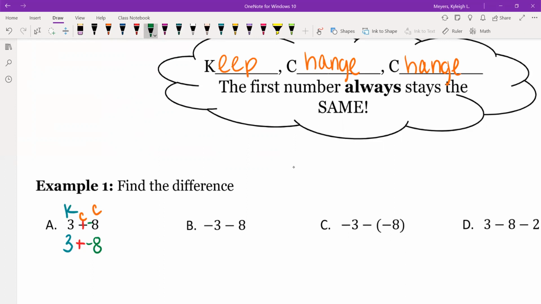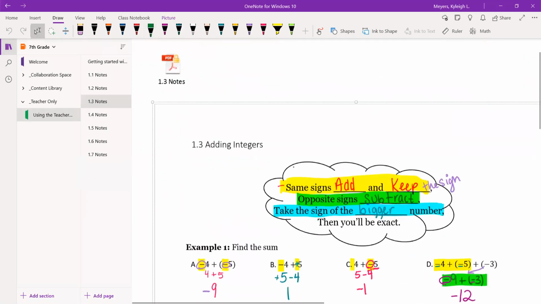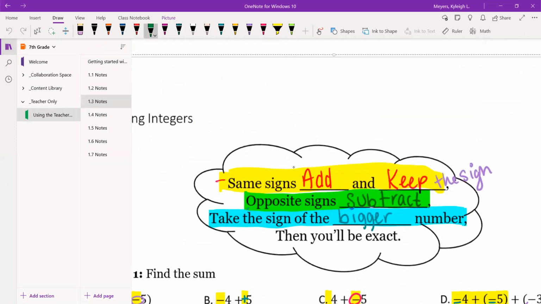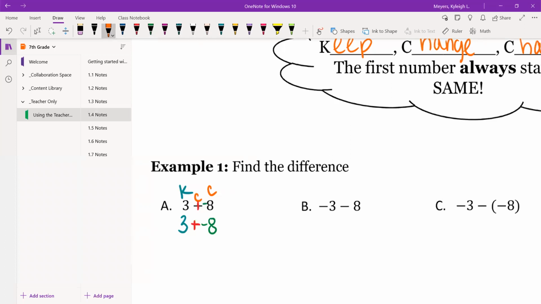So then we go back to our adding rules, right? When they're same signs, add and keep, opposite signs, subtract. So these are opposite signs. We subtract them. What's 8 minus 3? 8 minus 3 is 5. Keep the sign of the bigger number. The bigger number is 8, so this is a -5. Okay, so we don't just lose what we learned in adding. It follows along with this.